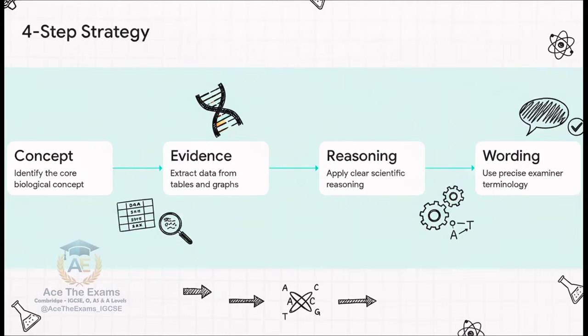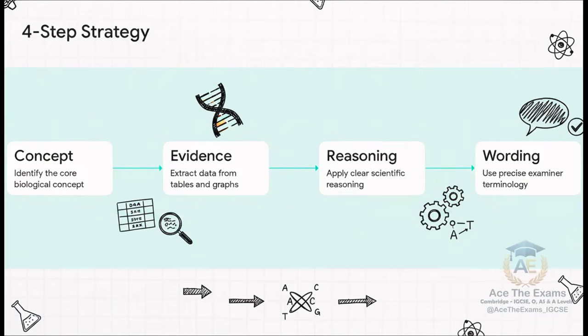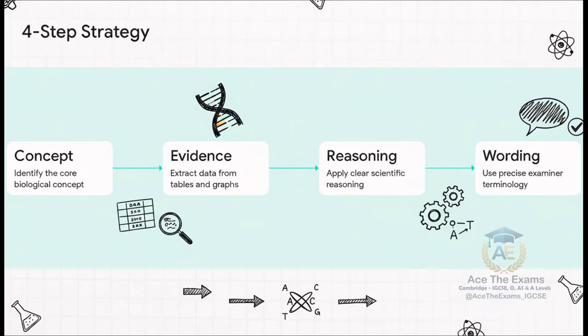Here's how it goes. Step 1, identify the concept. Step 2, extract the evidence or data. Step 3, apply scientific reasoning. And Step 4, use precise examiner wording. This is the exact standardized sequence you need to build a top-band, evidence-based response. For instance, if you're handed a data table on DNA composition, you don't just jump straight to the conclusion.